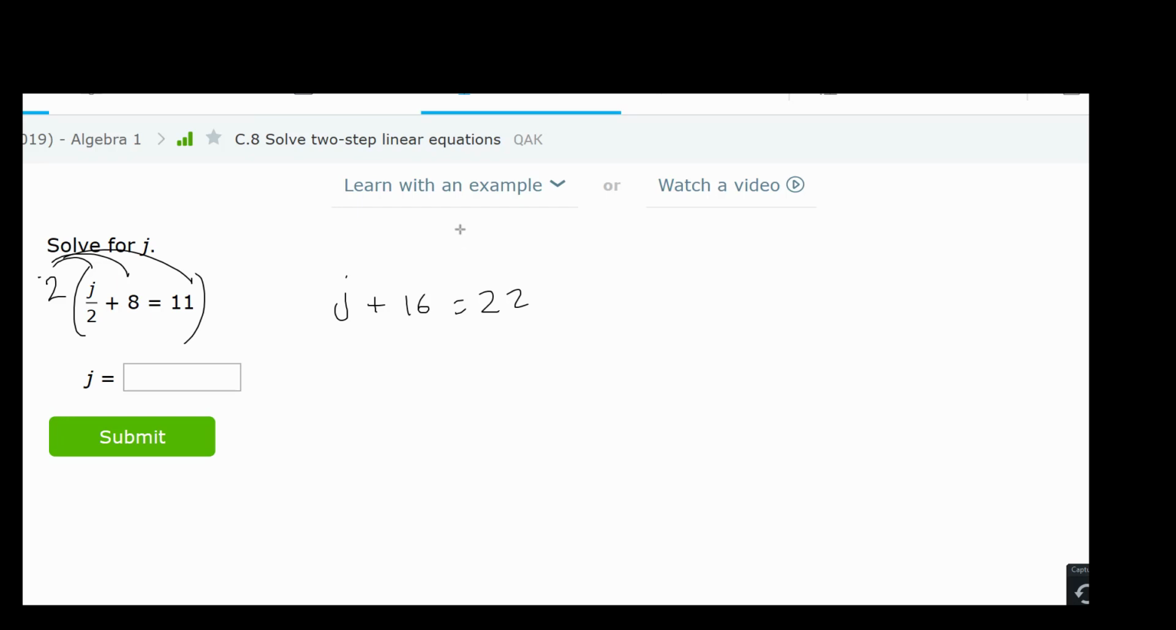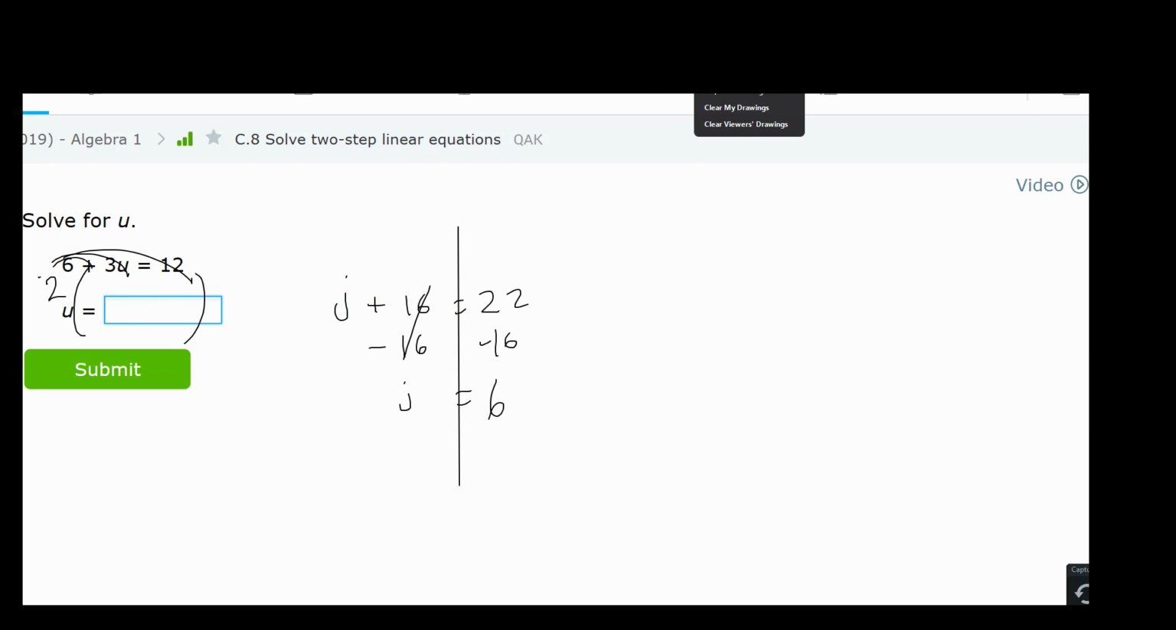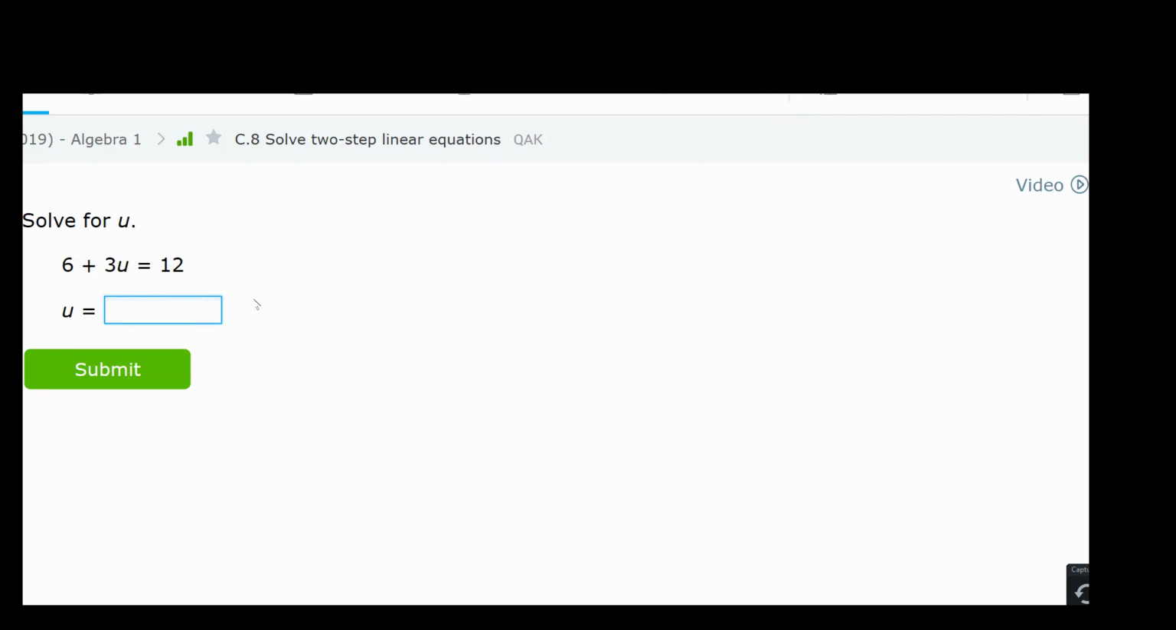One of the things I think you should do, until you find that you no longer need it, is write a line through the equal sign, so that you can keep the left side of the equation and the right side separate. We're trying to get j by itself, so we're going to subtract 16, and then you do the math. This is going to give you 6. So your final answer is 6, and you're good to go for this problem. And this is a level 1 problem for IXL.